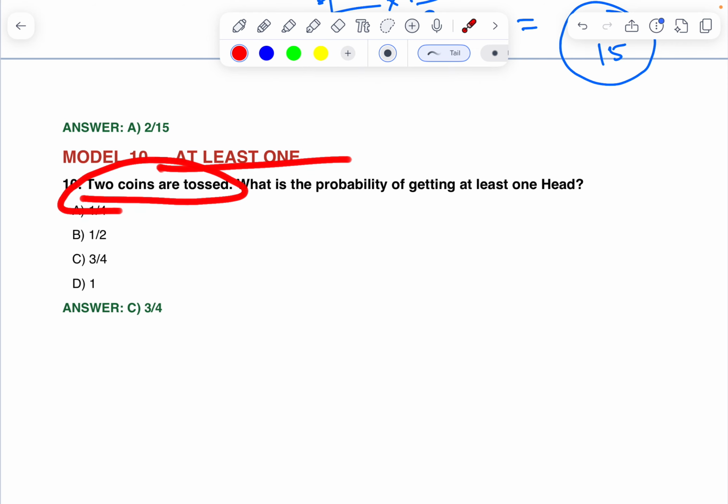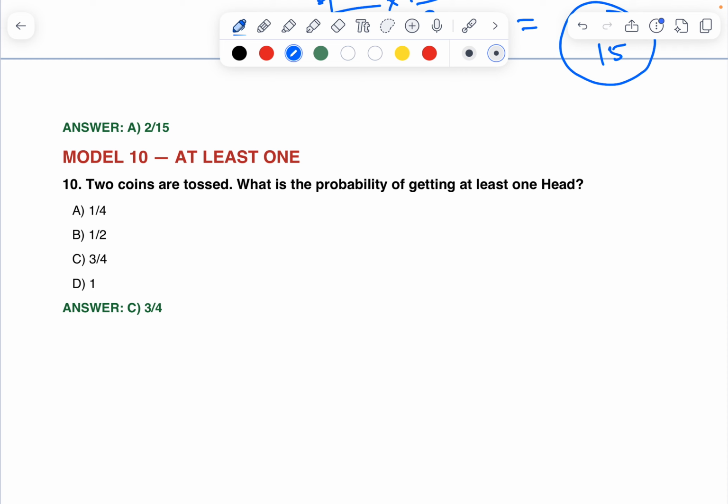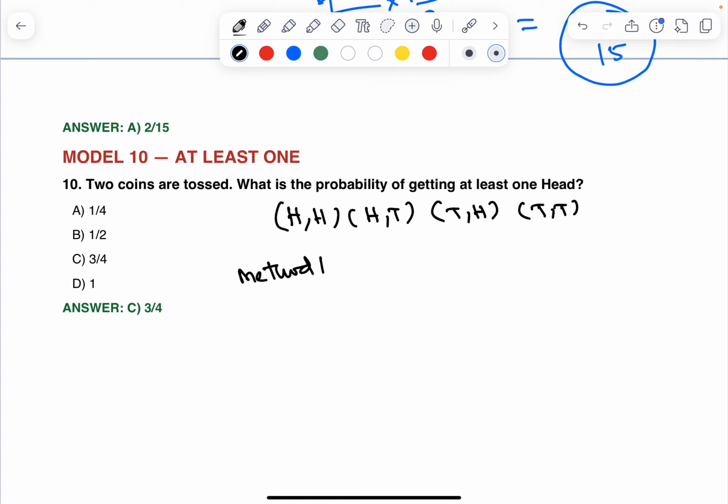2 coins are tossed. What is the probability of getting at least one head? 2 coins are tossed. Head, tail, tail, head, and tail. Okay. Method 1. First of all, here at least one head. You can observe this one, and this one. Therefore, total outcomes 4, favorable outcomes 3. 3 by 4 is the answer.